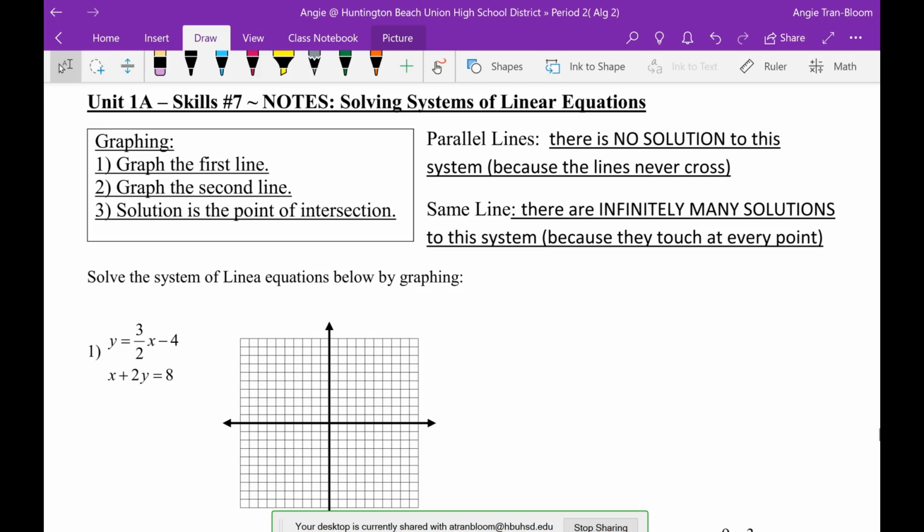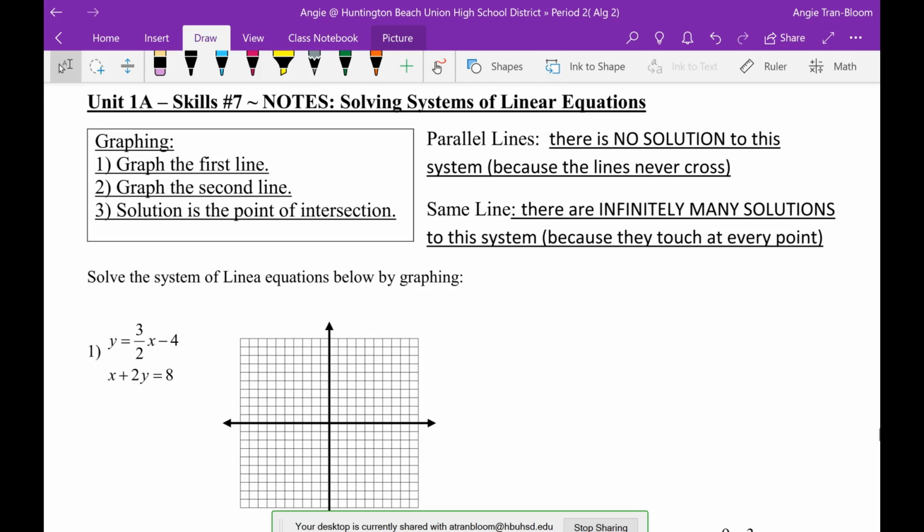So Zoe, can you read me step number 1, please? Graphing. Oh no, the steps that we're going to take. Graph the first line, you're right, okay? We're going to graph the first line. Then step number 2, what do you do after? Gemma, after you graph the first line, what's step number 2? Graph the second line, okay? And Delaney, what do you want to do when you're done graphing both lines?